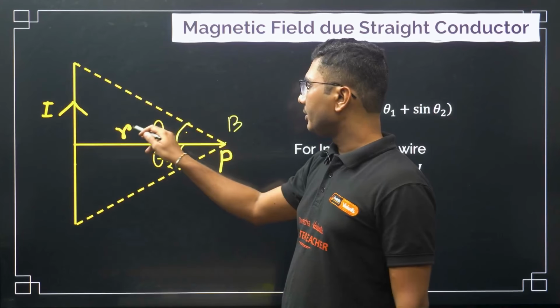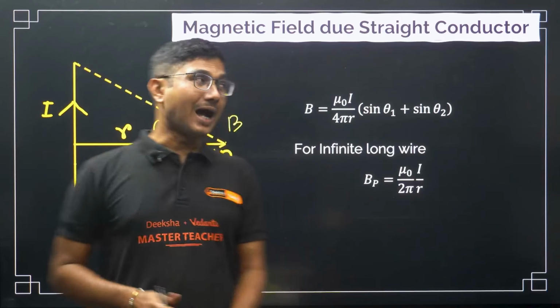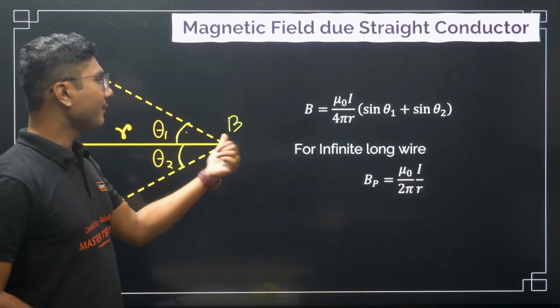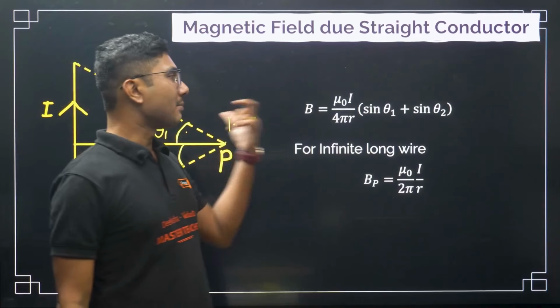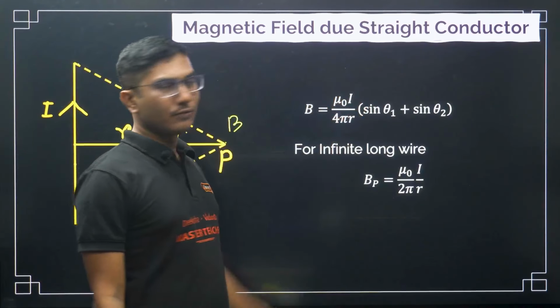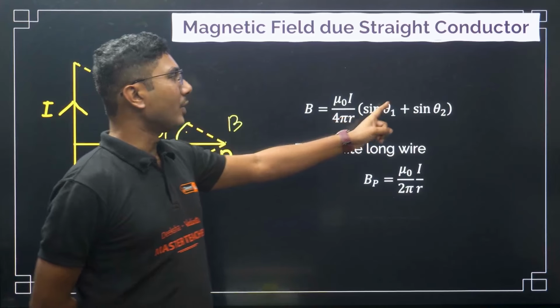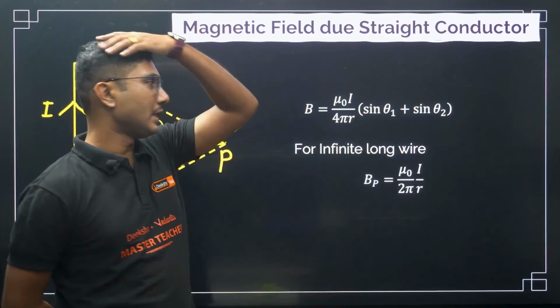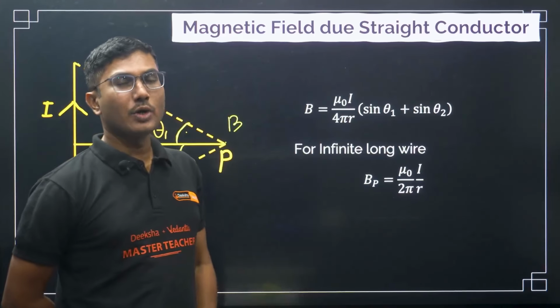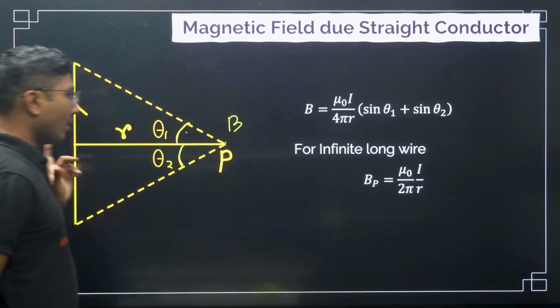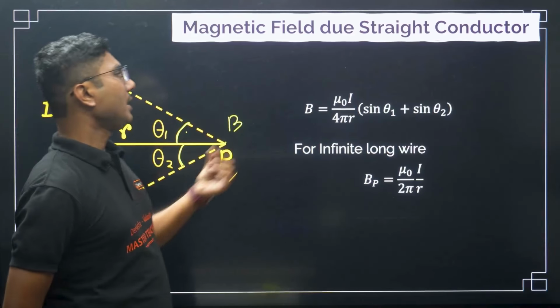So this is the vector, this is the quantity r. Then the magnetic field at P is generally given by mu naught I by 4 pi r into (sin theta 1 plus sin theta 2). This is the expression for the magnetic field due to a long current carrying wire. Okay, this is the formula.